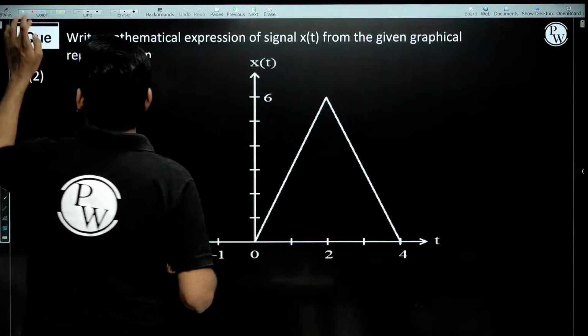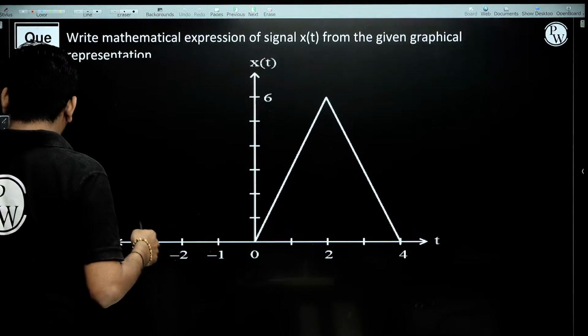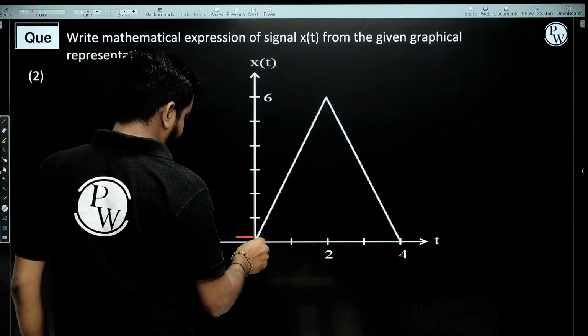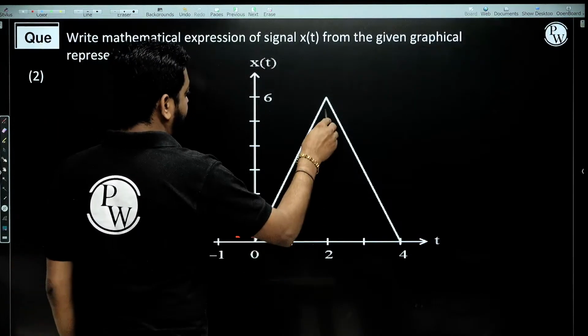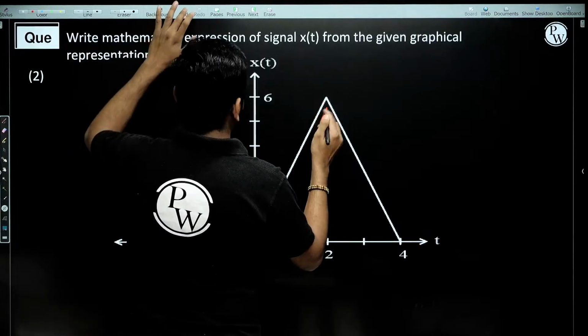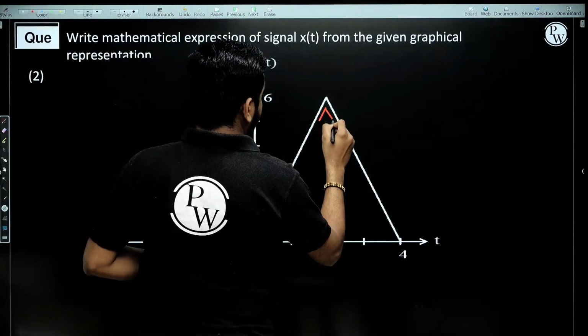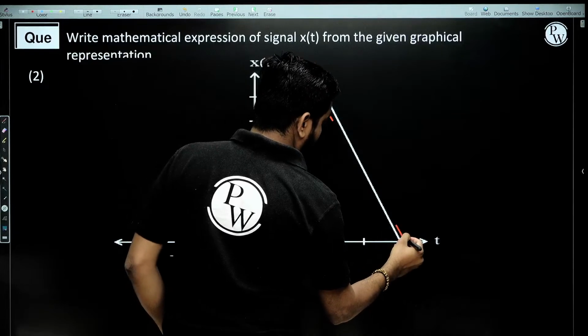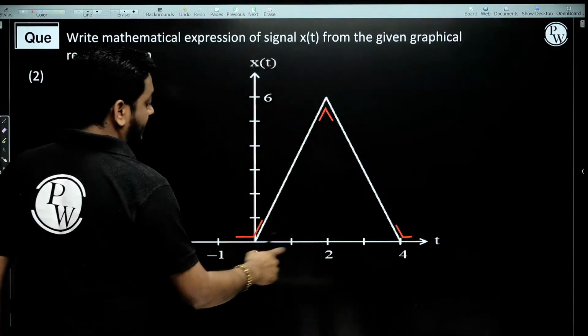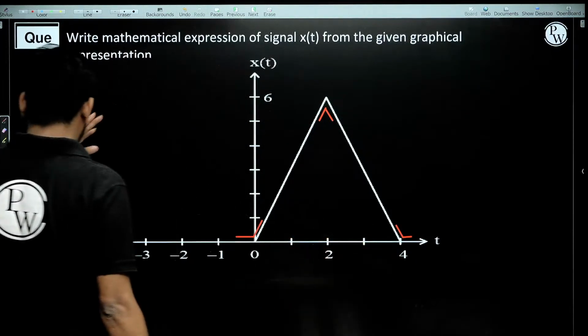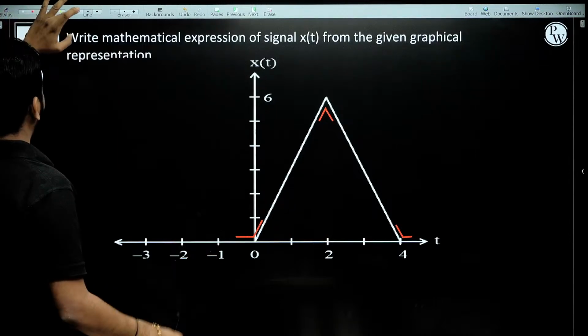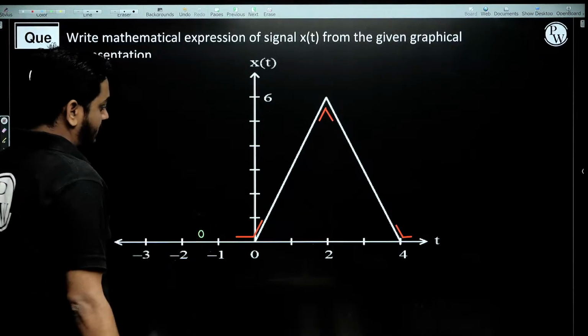Tell me. So here at t equal to 0, only linear change. Here also only linear change, you can see only linear change. Here also only linear change. So r of t minus 2, r of t minus 4. Now the value of slope, guys. Here slope is 0. What is the value of slope?